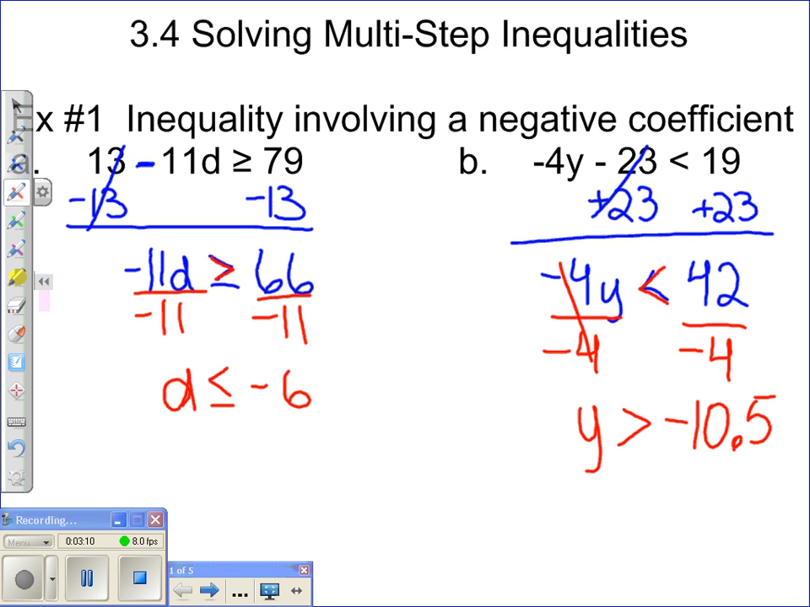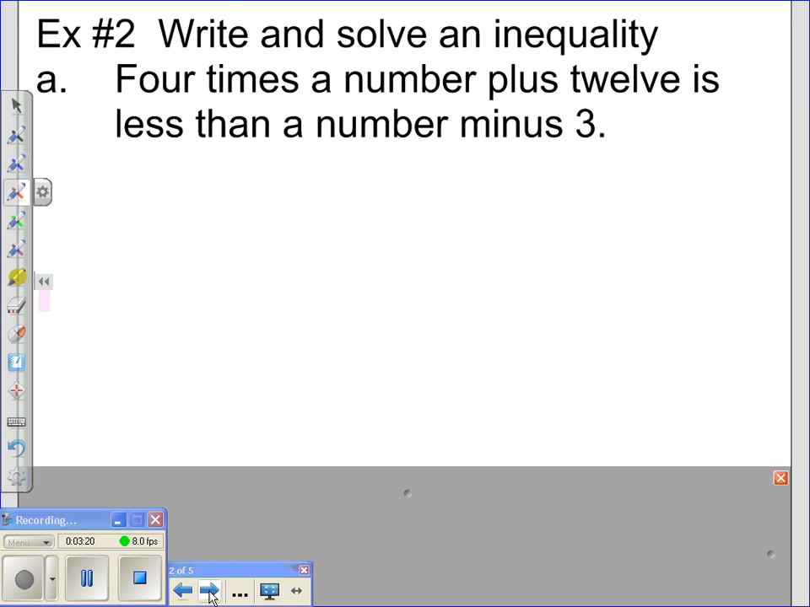All right, please write down B if you didn't have it already, but we're going to skip to the next slide now. All right, step 4, write and solve the inequality. So first off, we got to change the words into a problem. I'll give you a little bit of time here to copy down example number 2 before we do it together on the board.